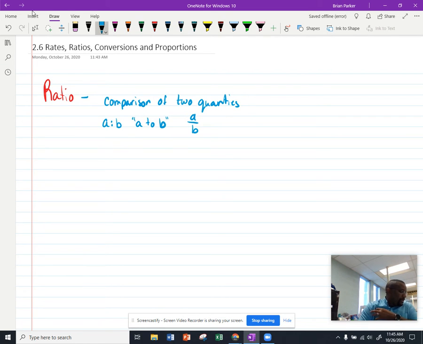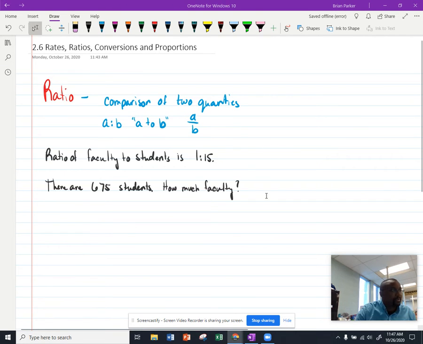Now you want to be able to use these ratios though. So for example, if I said your ratio of faculty to students is 1 to 15. There are 675 students. How much faculty are there is the question. I'm going to make sure I pay attention to the order. It says faculty to students, so this is the 1, and this is the 15.